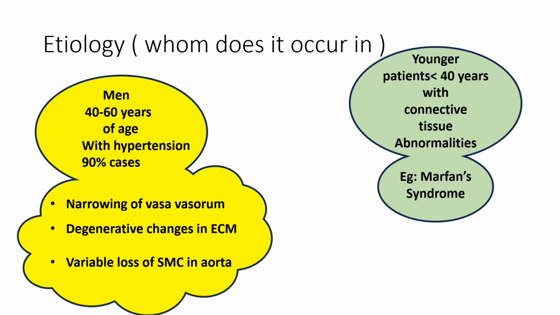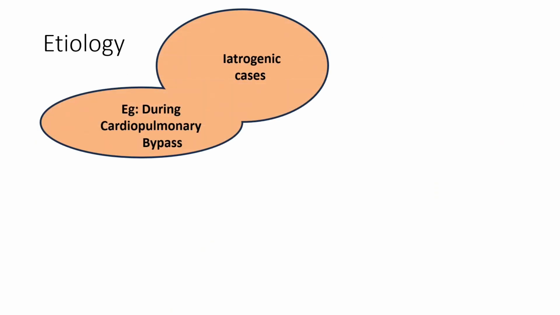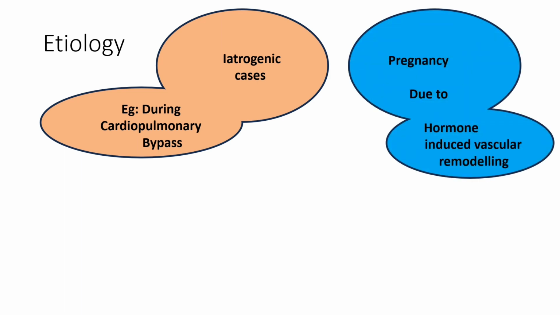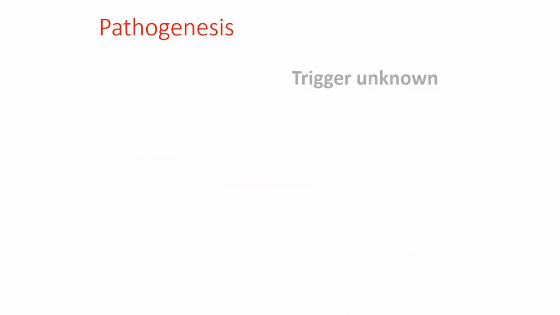In younger patients less than 40 who have connective tissue abnormalities, for example, Marfan syndrome, it can happen. It can also happen in iatrogenic cases like during cardiopulmonary bypass, in pregnancy due to hormone-induced vascular remodeling, and in cocaine abuse due to abrupt transient rise in blood pressure. Coming to pathogenesis of aortic dissection.